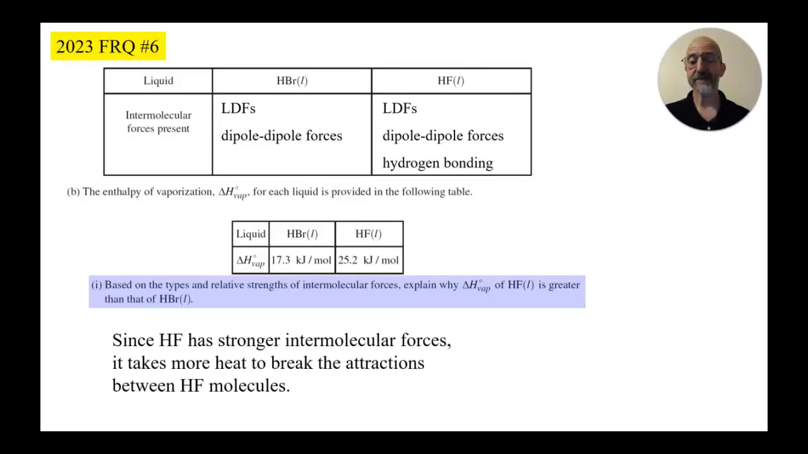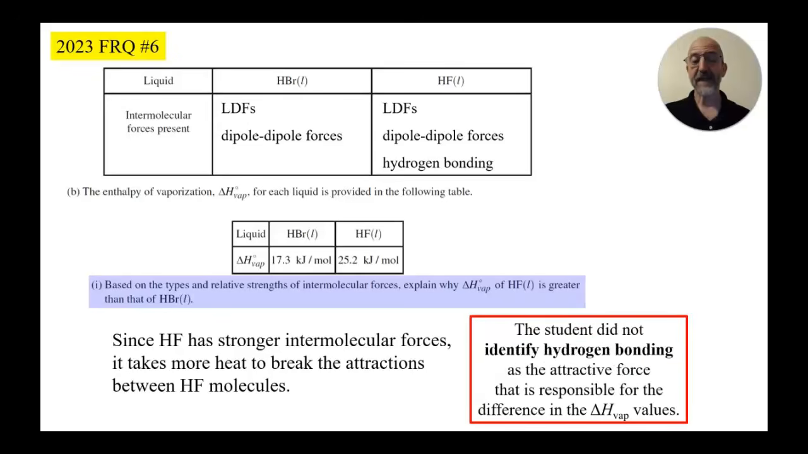All right, this is what they said. Since HF has stronger intermolecular forces, it takes more heat to break the attractions between the HF molecules. Well, I would agree that they talked about the relative strengths, but they didn't mention any specific forces by name, so this is an incomplete answer. The mistake is that they didn't identify specifically the hydrogen bonding as the attractive force that is responsible for the difference in the enthalpy of vaporization for these two substances. So stronger intermolecular forces is vague. Hydrogen bonding is present in a sample of HF as opposed to HBr, and therefore that would be what we're looking for.